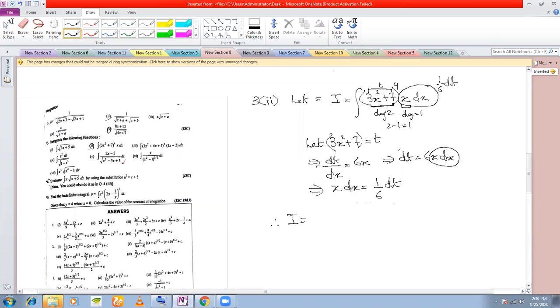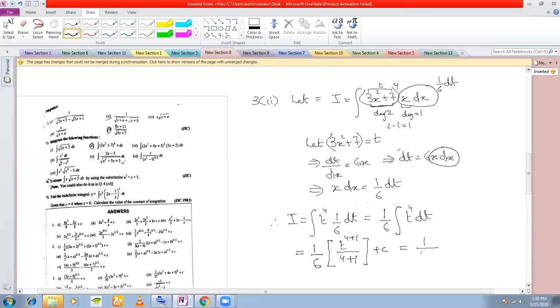I is equal to integration of t to the power of 4 into 1/6 dt. x dx is 1/6 dt. 1/6 is a constant, you can take it out of the integration. t to the power of 4 dt. And what is the integration of t to the power of 4 dt? t to the power of 4 plus 1 by 4 plus 1 plus c. So you get 1 by 5 into 6, 30, t to the power of 5 plus c.